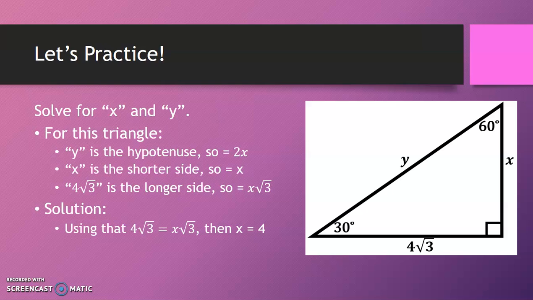So my x portion up there on my triangle is just going to be 4. Now y was 2x, so we're going to take 2 times 4, which would be 8. So x is 4 and y is 8.